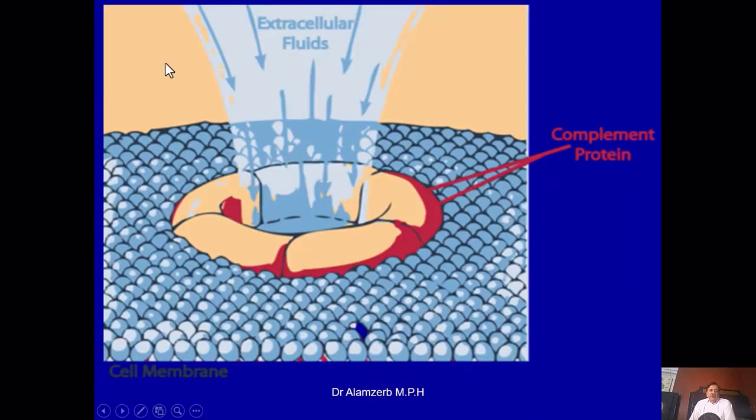So this was the picture which I gave in the initial slides. Now you can understand what this picture means and how the bacterial wall is destroyed by this.